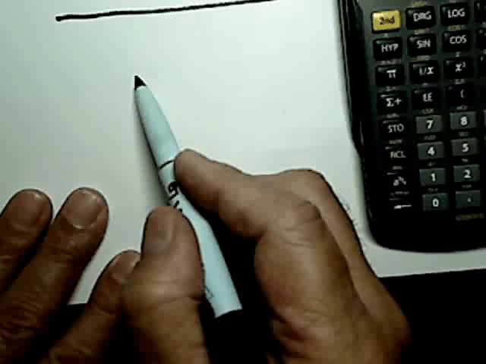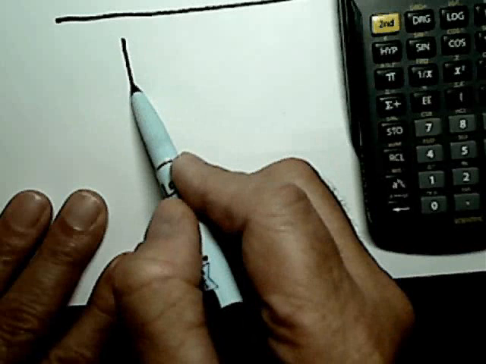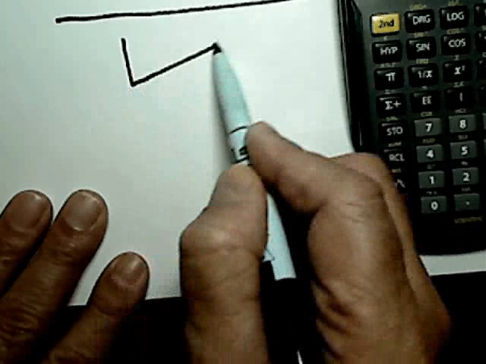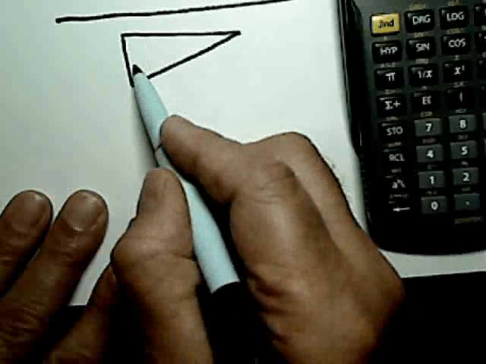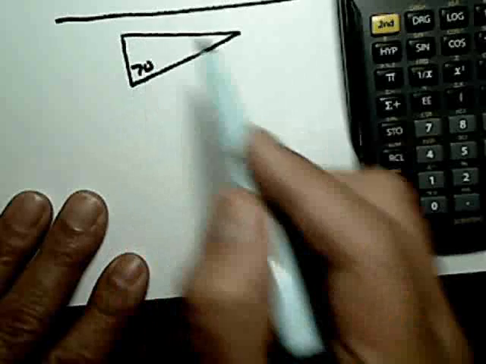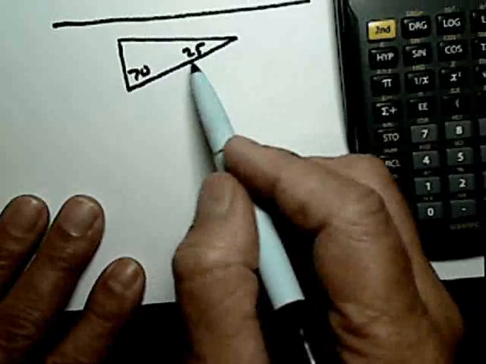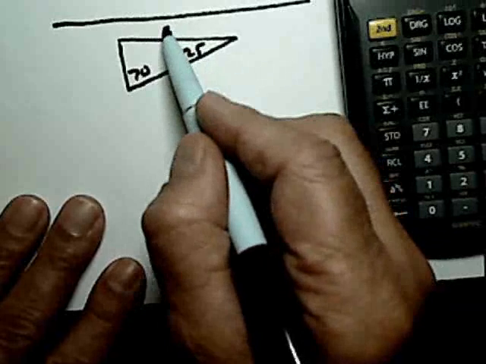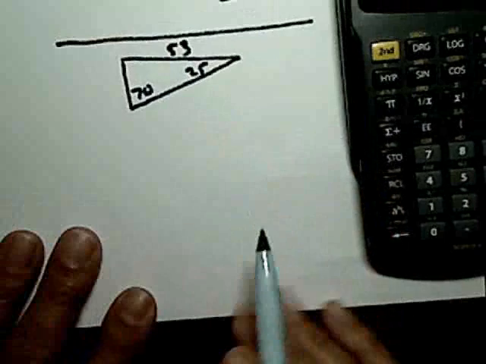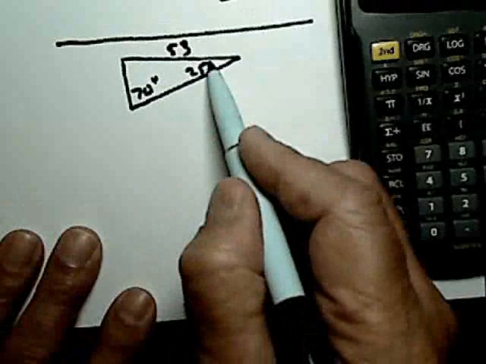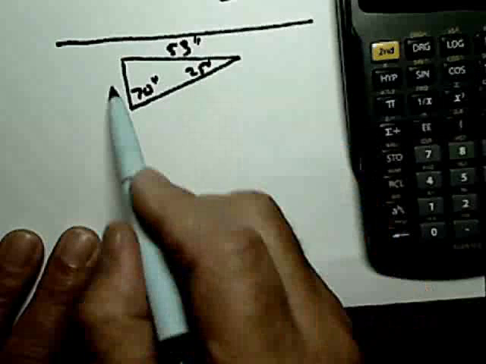We say, okay, suppose you've got a triangle here, and let's say this is a 70-degree angle, and this is a 25-degree angle, and let's say you know that this side over here is 53 units long. These are degrees, these angles, and this is, say, inches. What's the length of that side?